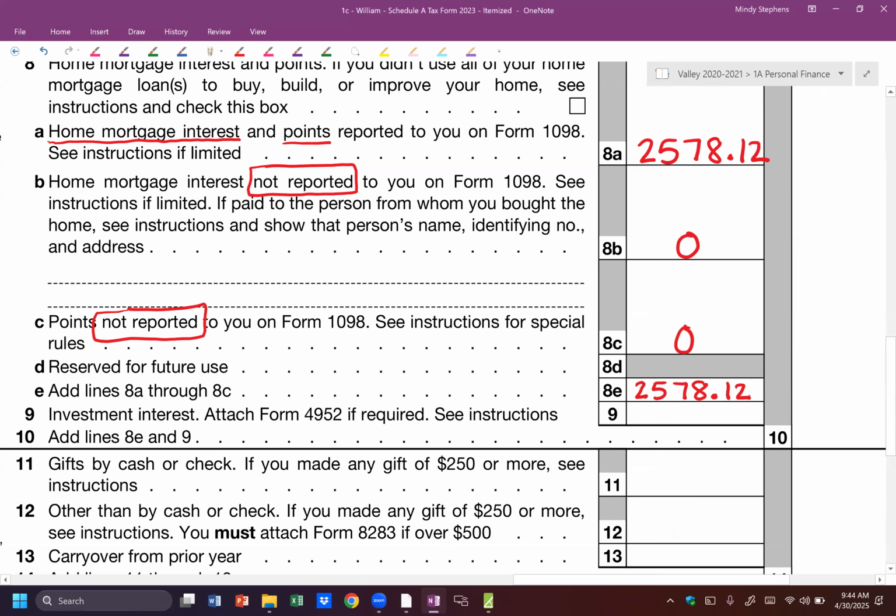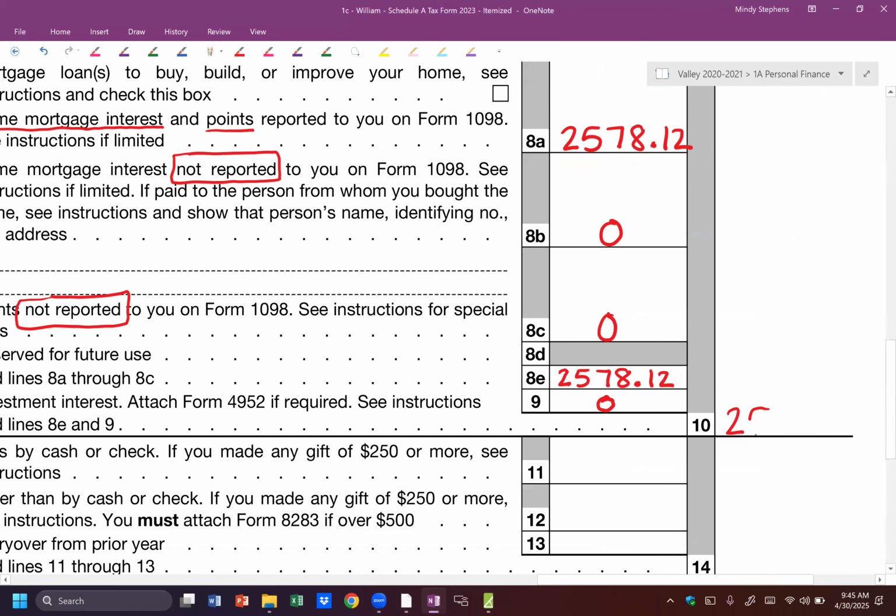The next one says investment interest. So look at your list. Do you see any words that say investment interest? If not, we're going to enter 0 because there's no investment interest. And then 10, add 8E and 9 together. So we're going to keep that 2578.12.